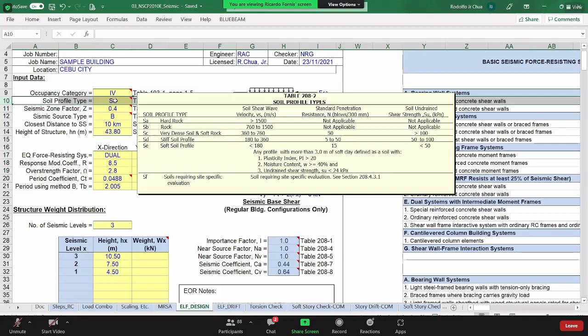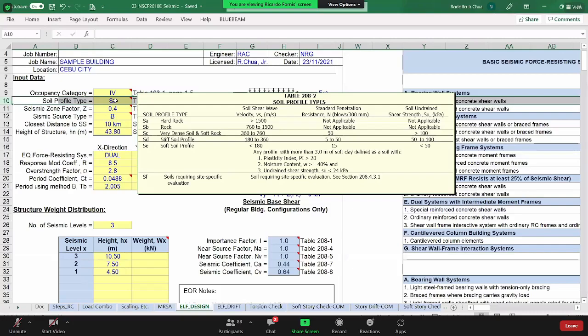And then we have SC. This is very dense soil and soft na rock. So ang imong parameter nga i-consider ani for the shear wave is 360 to 760 meters per second na shear wave. Or if you don't have the shear wave na data, you can consider the SPT blows, which is 50 ang imong limit. So if the SPT blows is 50, then you can consider your subsurface soil as very dense na soil.